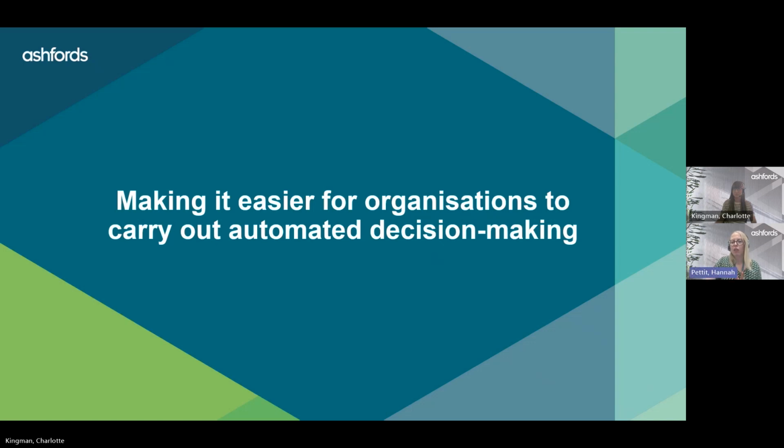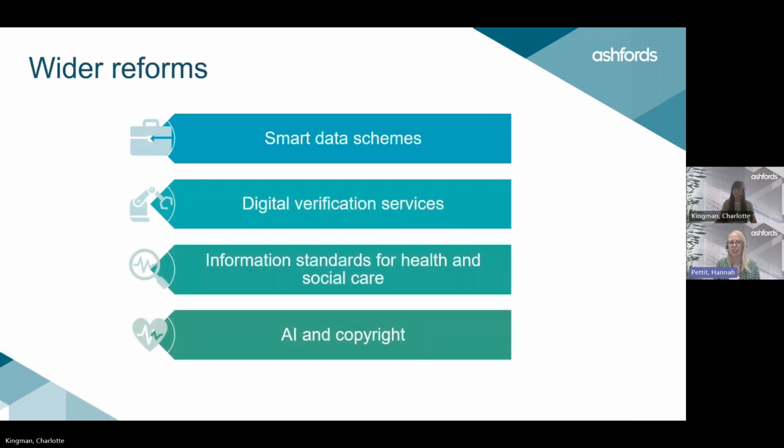What I want to do is just leave on this final slide for you a quick summary of the wider changes under the Data Use and Access Act, just so that you're aware of them. So smart data schemes, this is building on the success of the open banking regime, and it's going to be targeting specific sectors like financial services, energy and telecoms to roll out similar smart data schemes. Digital verification services, effectively making it easier and more efficient for people to verify and validate their identity online. Information standards for health and social care, updating the rules around these.